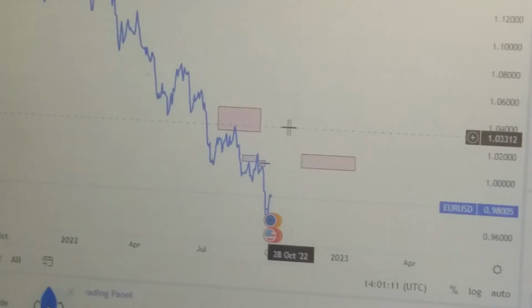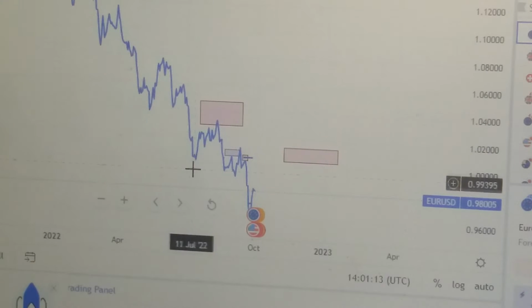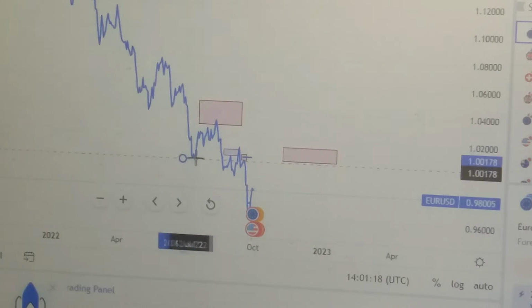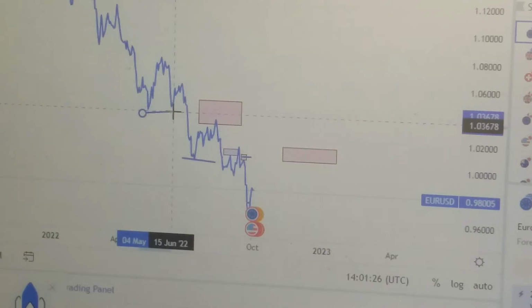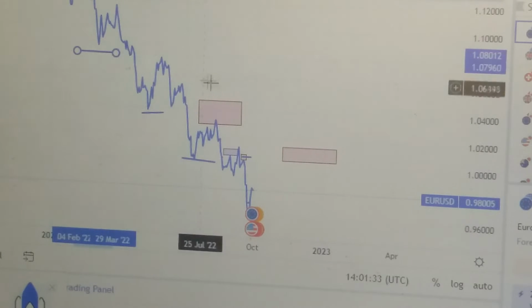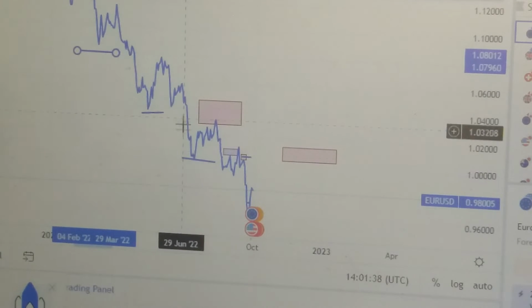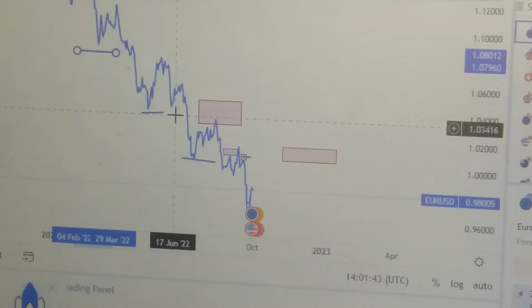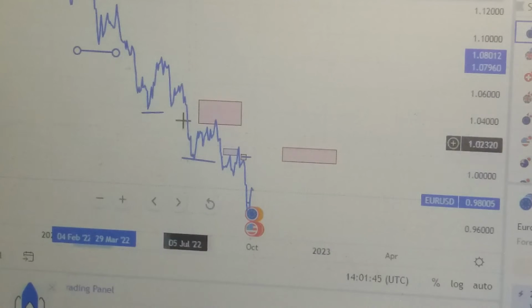So guys, what is your break of structure? You can see here, this is your break of structure. This here is a break of structure for a downward trend. This right here also is a break of structure. So this is where the market broke down and continued its move on a downward trend. The market broke this structure and it continued its move downward.